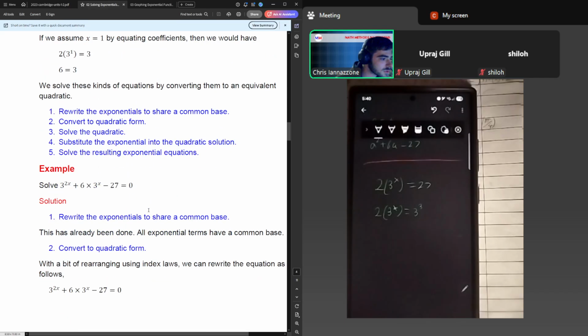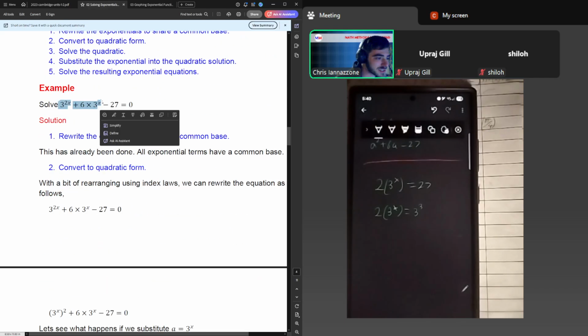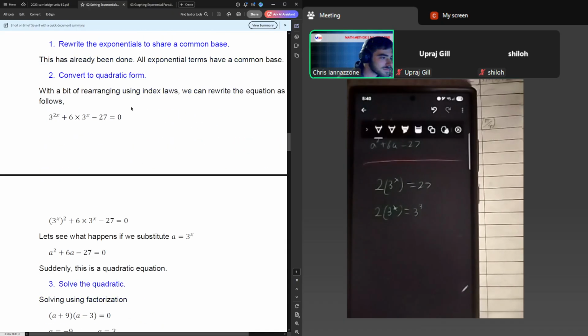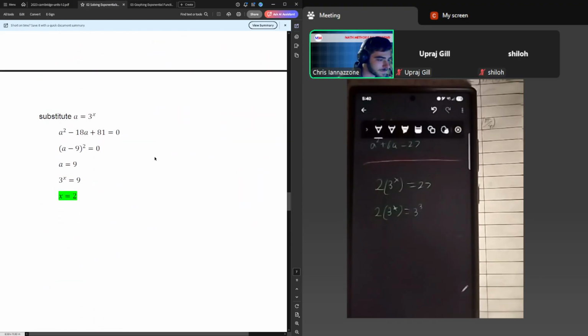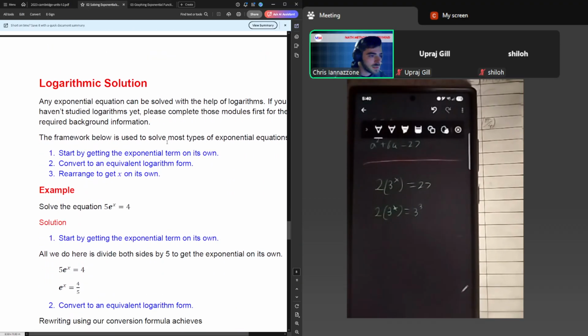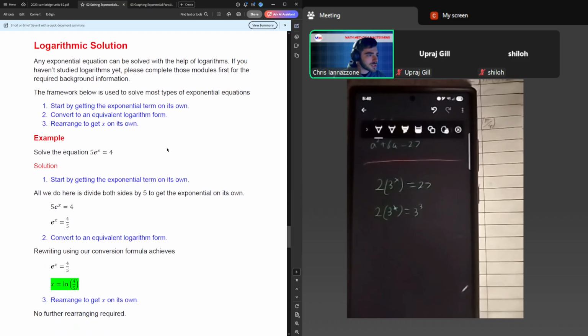The other obvious one, of course, being that you have multiple exponentials in your equation, and so you should probably use a quadratic formula or similar to try and solve it. Any questions on how to identify when you would potentially use that?